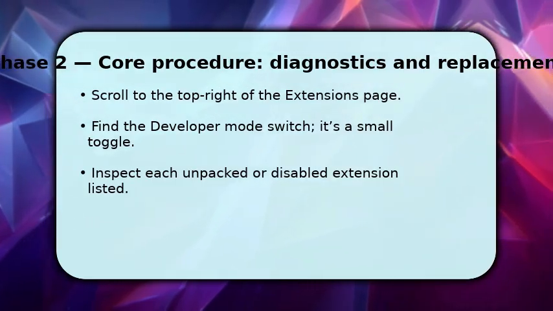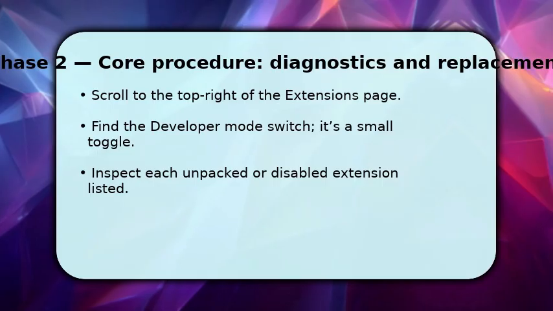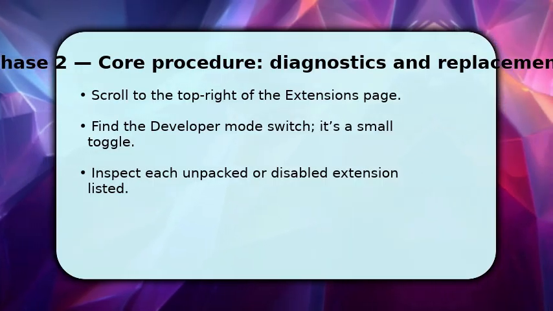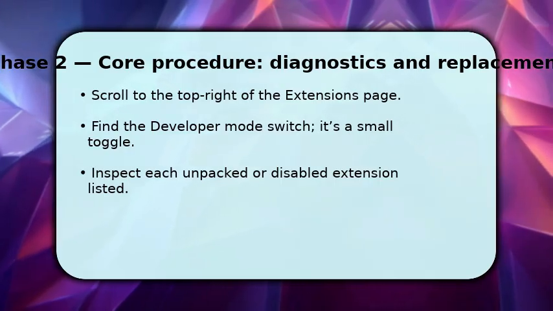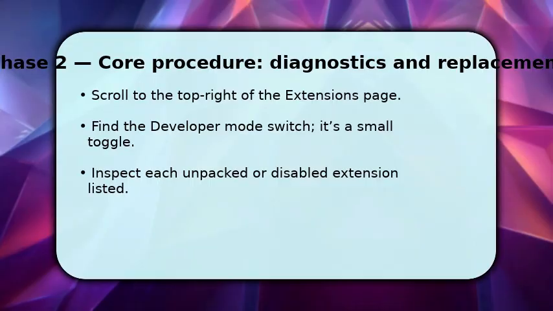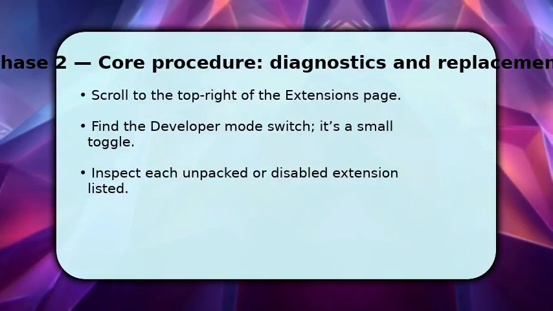Make sure to inspect any unpacked extensions first. If they are required, consider repacking or installing from the Chrome Web Store instead. Turning off Developer Mode prevents accidental permission grants and reduces background debugging.